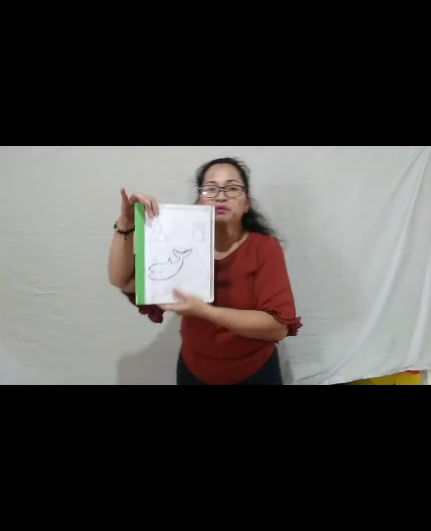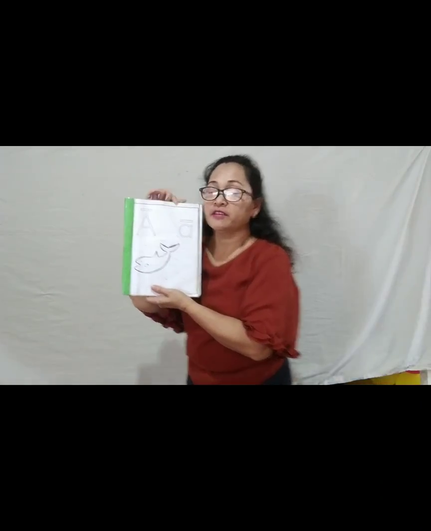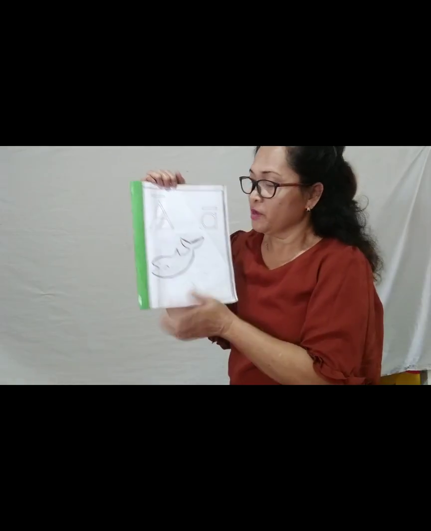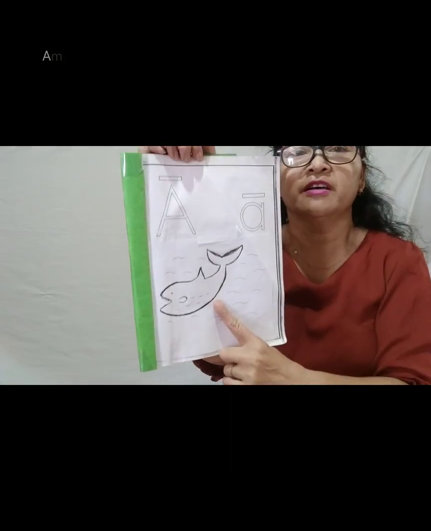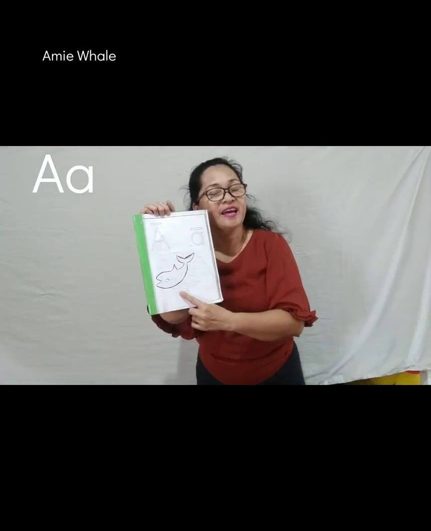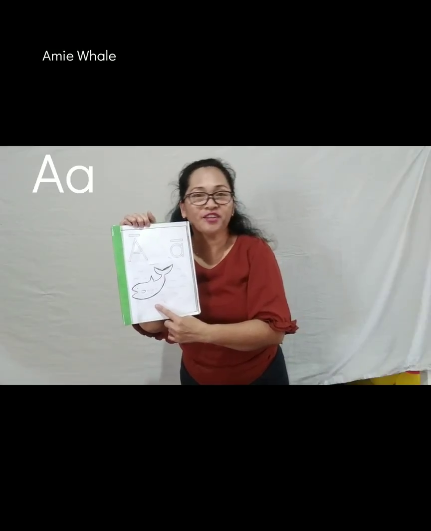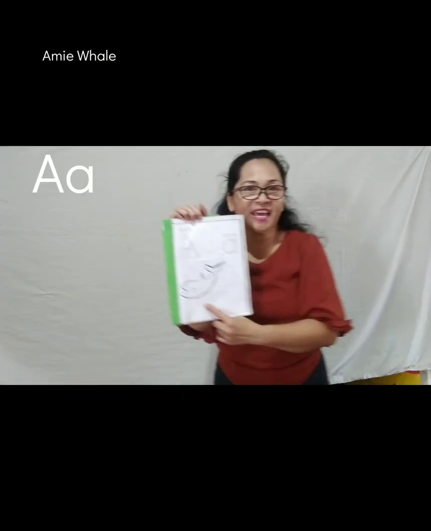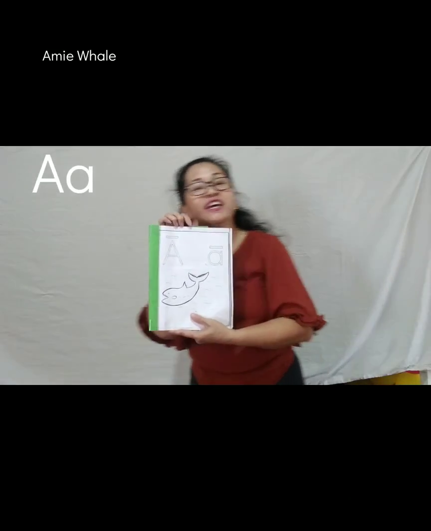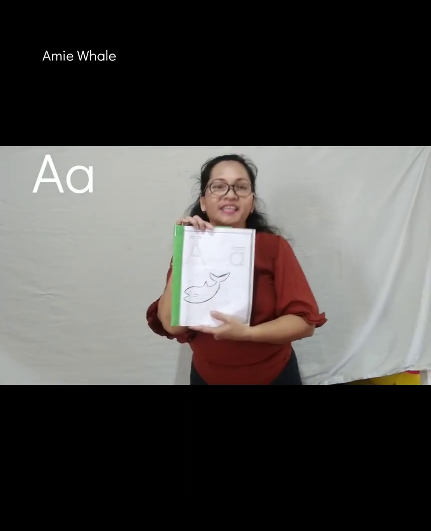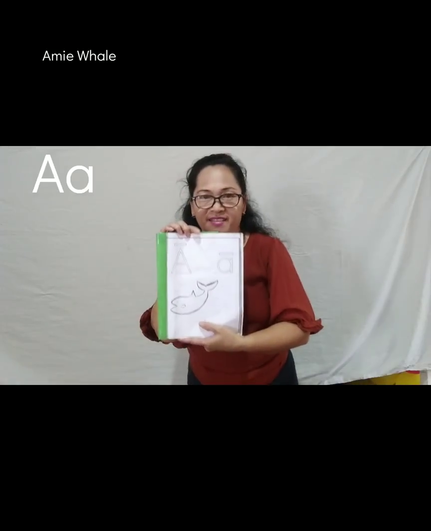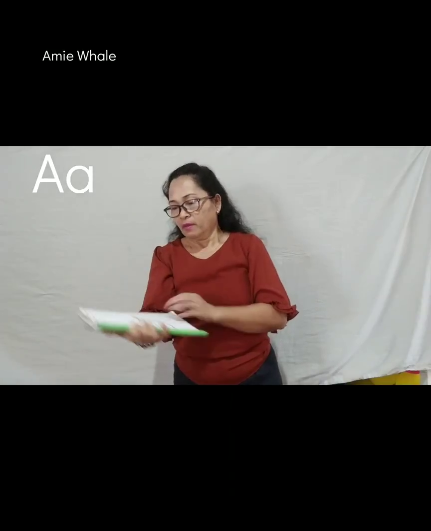Okay, so before we start, we're going to review our previous lesson. This is letter A. What do you call this object? This is Amy whale. Amy whale has the sound of A, A, A. Long A sound, A, A, A. Amy whale.